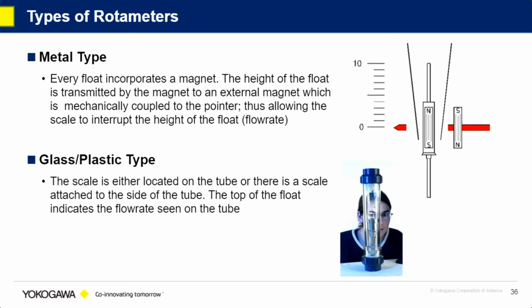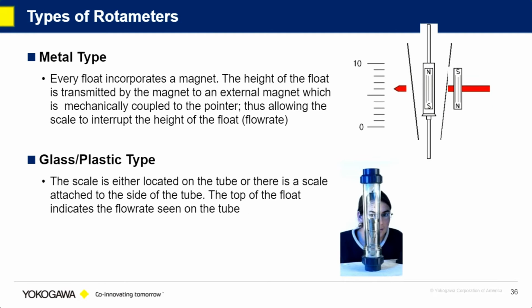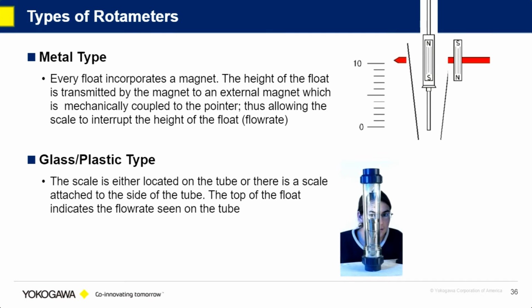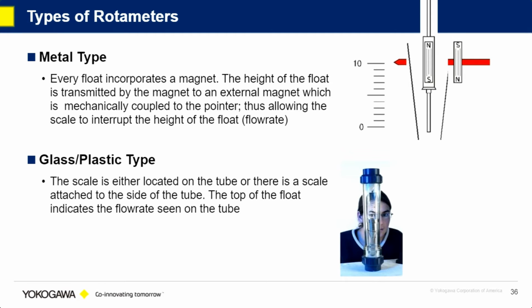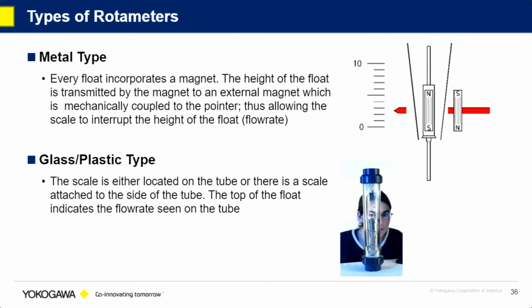So there's two types of rotometers. There's a glass or plastic type and a metal type. On the glass type, as that float goes up, the scaling is printed on the glass part. So you would look at the top of that float, and that would be your flow rate compared to the scale. In the metal type, we're magnetically coupled to a pointer, and as flow is changing, the pointer is going up the scale. So it's all visual measurement.